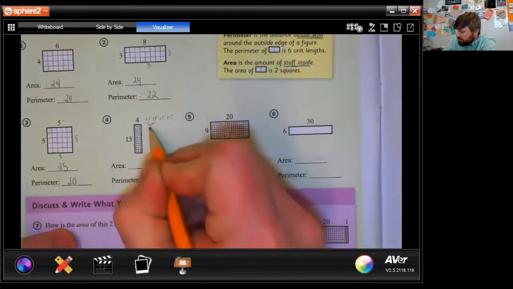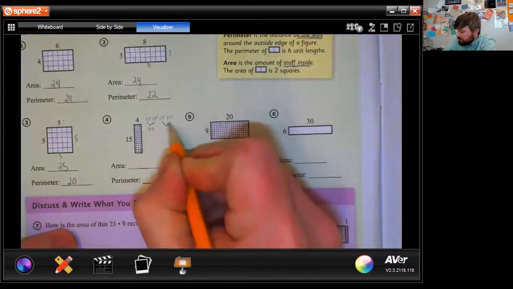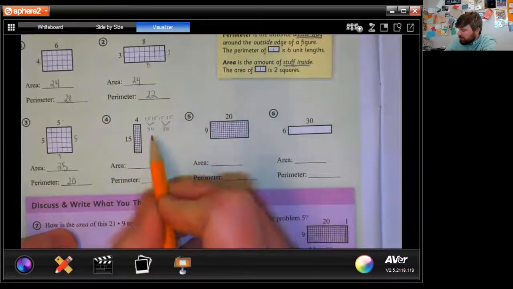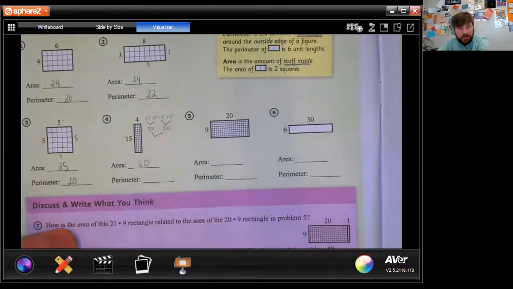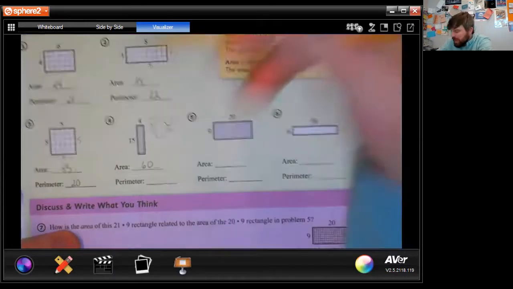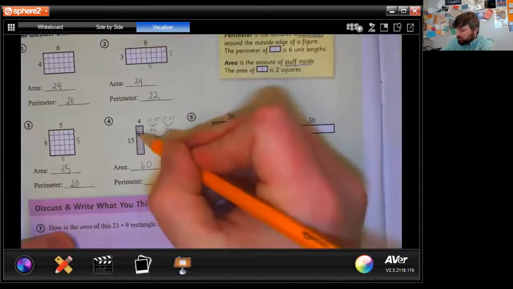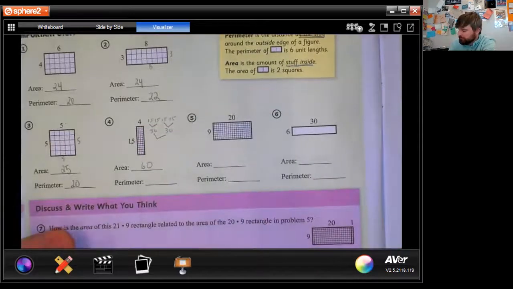15 and 15 makes 30. And this 15 and 15 makes 30. And 30 plus 30 is 60. So your area in this one is 60. Okay. We added, or you could have multiplied 4 times 15.